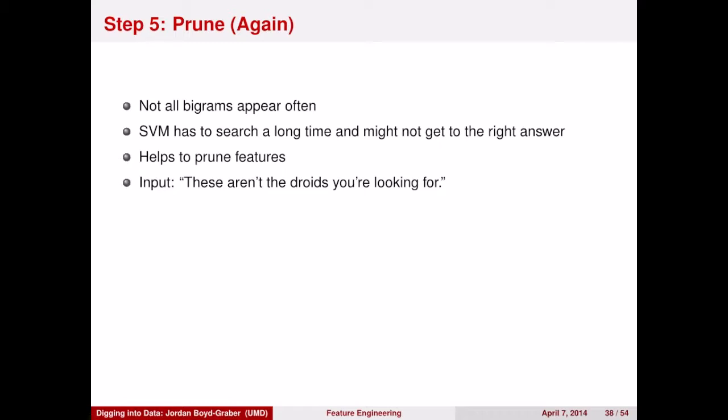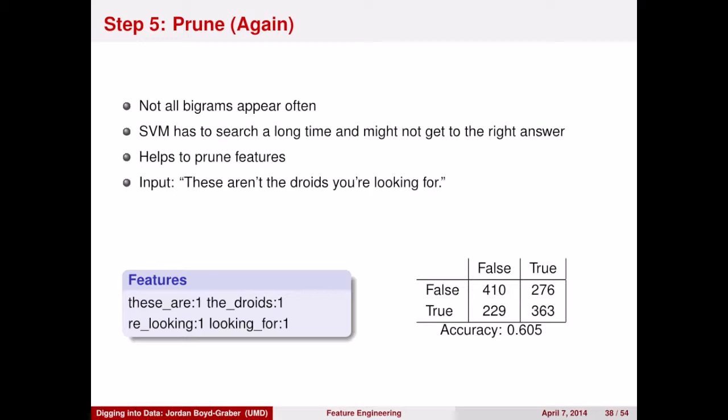So if we have the input sentence, these aren't the droids you're looking for, and we prune the useless features, we get an example that looks like this. And so now our accuracy goes up again. So this starts the process. So how do we go beyond this to discover new features that would help us?